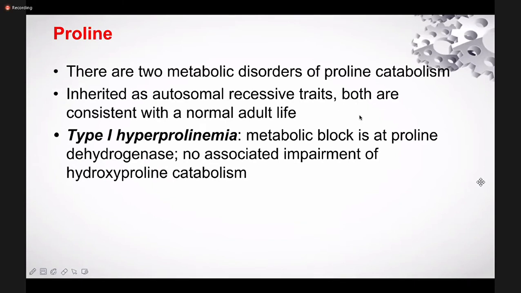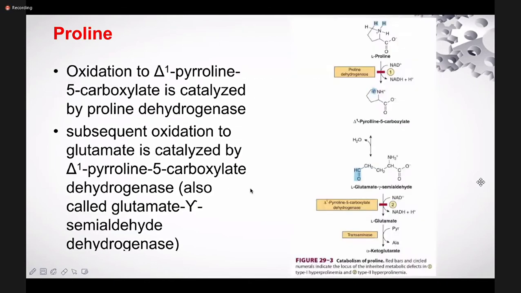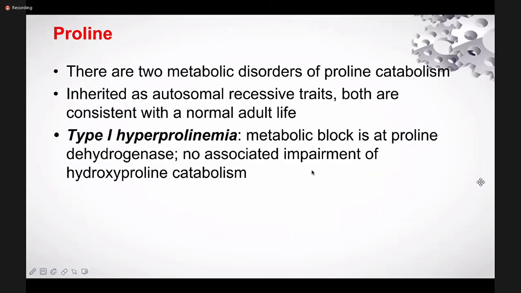They are autosomal recessive traits, so they are still consistent with a normal adult life. There is type 1 hyperprolinemia, wherein the metabolic block is at proline dehydrogenase. And there is no associated impairment of hydroxyproline catabolism. So for type 1, they do not affect the catabolism of hydroxyproline.